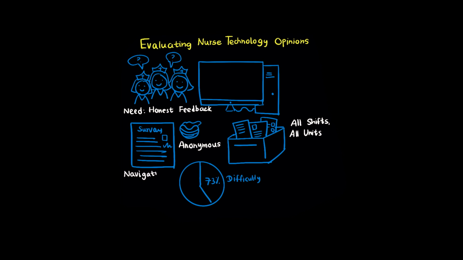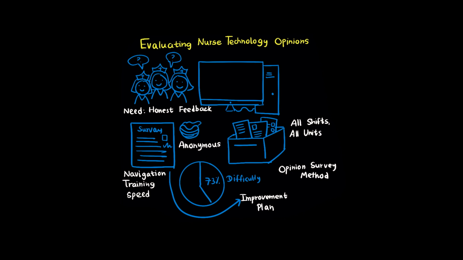"73% find the system difficult to navigate" is more actionable than "some nurses don't like it." The data helps identify specific problems. Is it training, interface design, or workflow integration? This structured feedback becomes the roadmap for improvement, turning vague dissatisfaction into specific fixable issues.